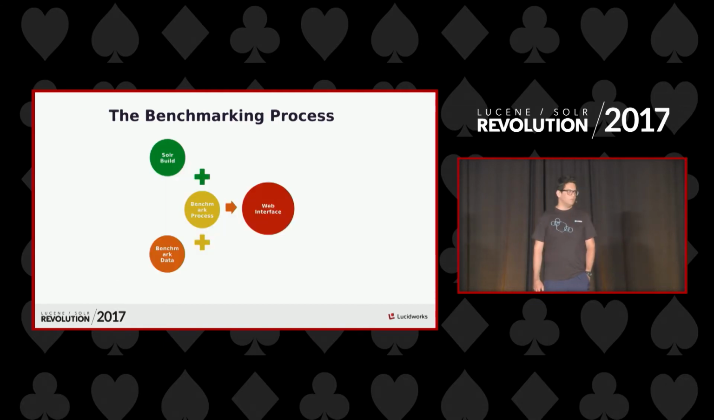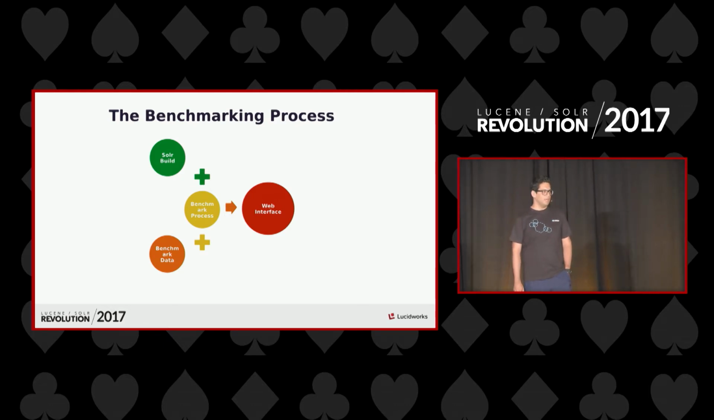So here's a quick outline of the benchmarking process. It all starts with getting the latest code from the repository, building the package, and then using that with benchmarking data, in this case, modified Wikipedia data. The process then generates the benchmarking metrics that are captured in a CSV file. And this CSV file is then used for generating the graphs.